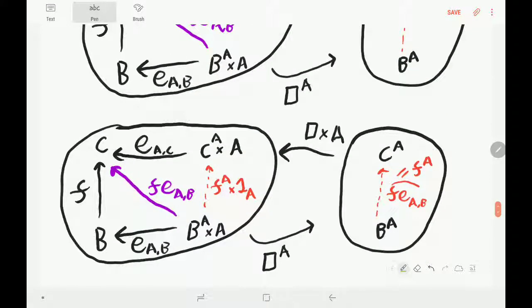But alternatively, we could just call it f to the power of A. And it's this unique arrow with the property that f to the power of A times 1_A makes this diagram commute. Okay, so we have f after E_A,B is E_A,C after f to the power of A times 1_A, where f to the power of A is the transpose of f after E_A,B.